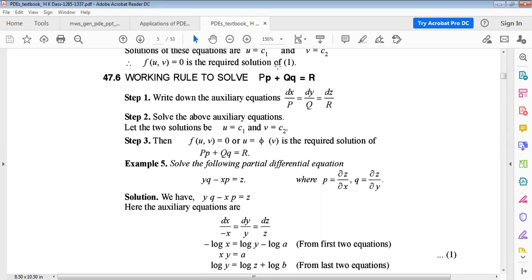How to solve this? Actually, write down the auxiliary equation like this: dx by capital P equals dy by capital Q equals dz by capital R. Then solve the above auxiliary equation. Let the two solutions be u equals c1 and v equals c2. Then we can form the function phi of u, v equals 0.